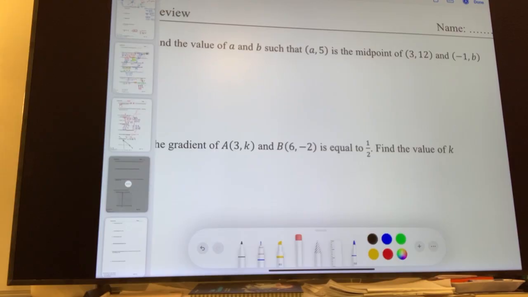Wait, this one is this formula, right? Which one are you talking about? Equation of the line. Yes, that's right.